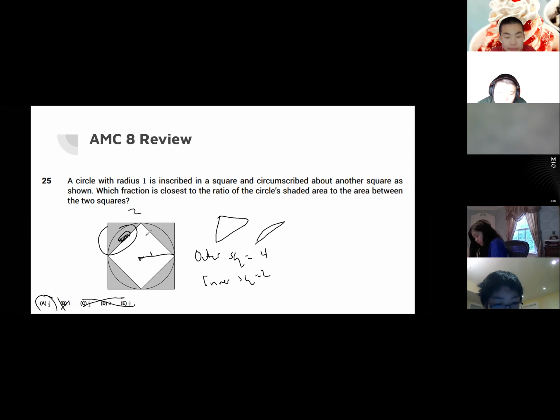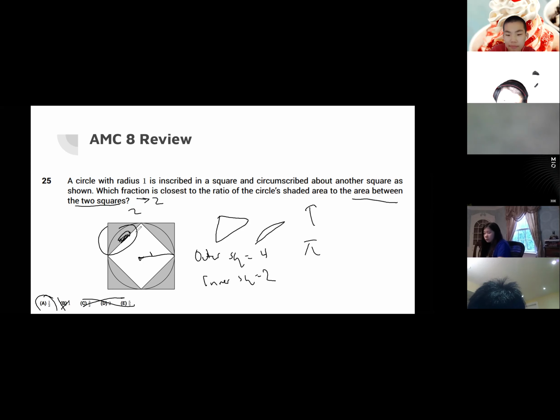So it's going to be half of the base square. Or alternatively, you could use the Pythagorean theorem to get this as root 2, and then root 2 squared is going to be 2. No matter how you get it, the inner square is going to be 2. So the area between the two squares is going to be equal to 2. The area of the circle is going to be 1 squared times pi, which is pi. But the shaded area is going to be that minus the inner square, which is equal to 2.